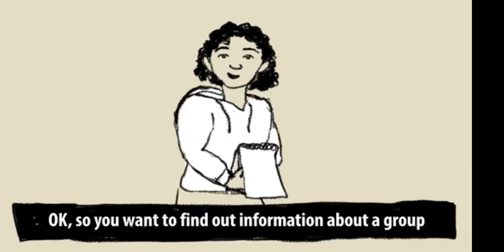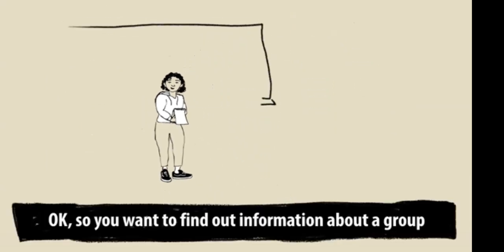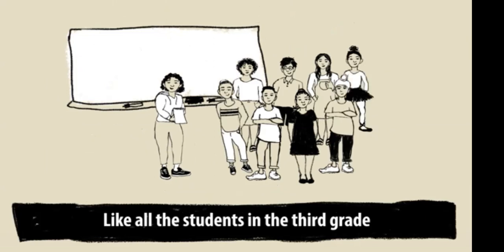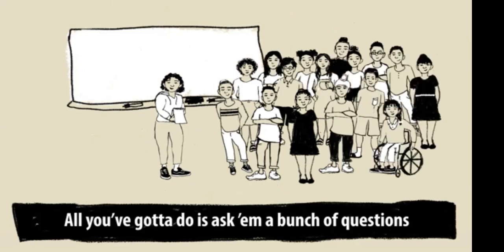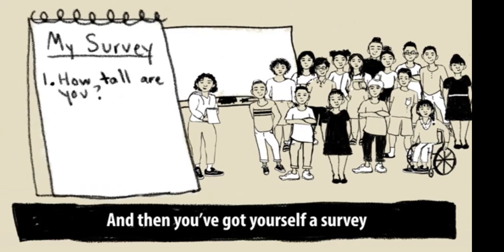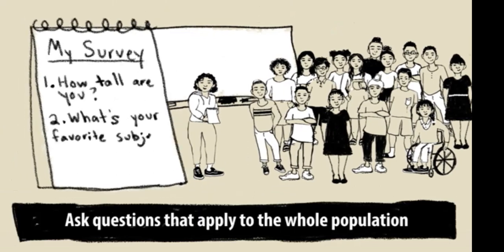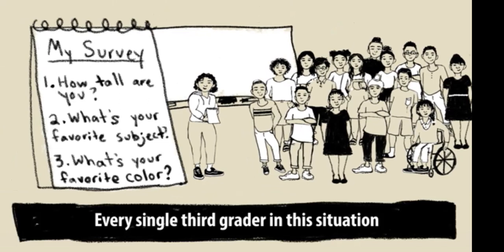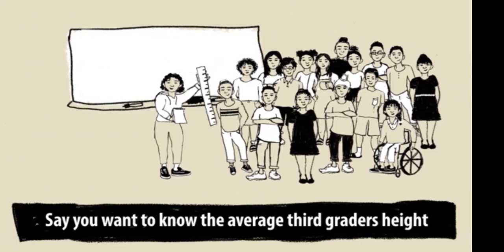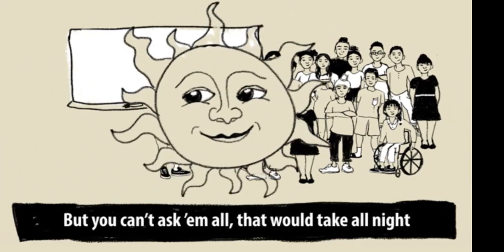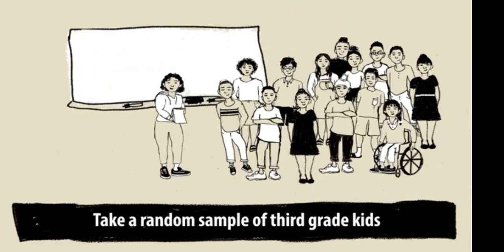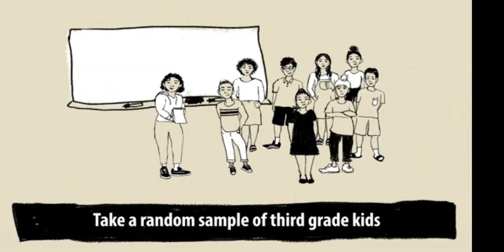Okay, so you want to find out information about a group, like all the students in the 3rd grade. All you got to do is ask them a bunch of questions, and then you got yourself a survey. Ask questions that apply to the whole population. Every single 3rd grader in this situation, say you want to know the average 3rd grader's height. But you can't ask them all, that would take all night. Take a random sample of 3rd grade kids.